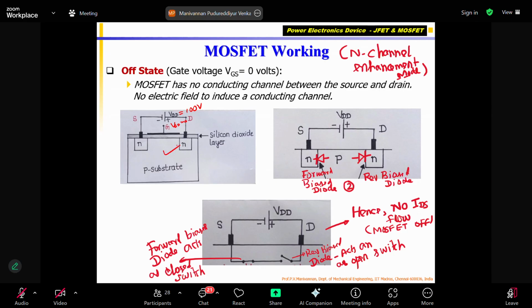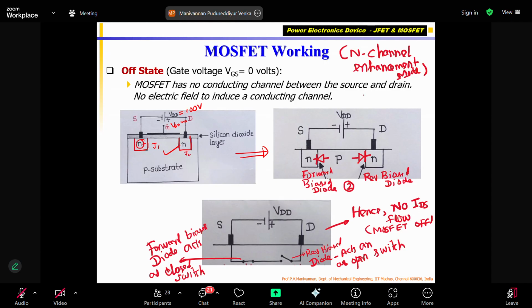I explained why current is not flowing. Please note that there's an N plus and a P substrate. So N and P are touching each other. This is called a junction. Again, here also there's a junction. There are two junctions, correct? A junction is formed between N and P material.